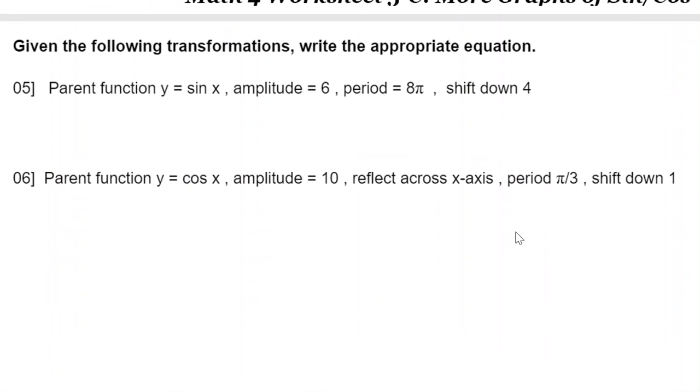All right, here we are given the instructions and we're asked to write the equation that fits all of these. Now, the thing that we're going to have to do before we start is figure out what the period turns into. Our formula is period equals 2π/b. And we're told that our period is 8π.